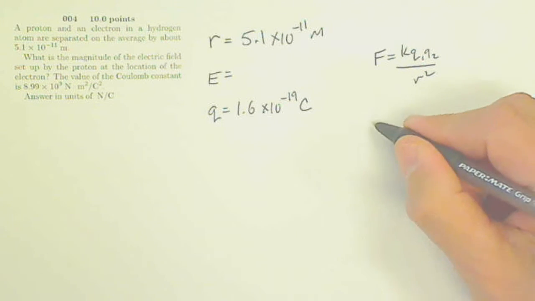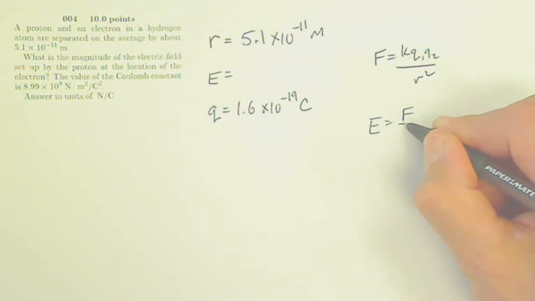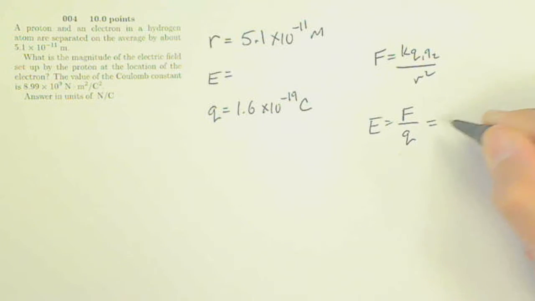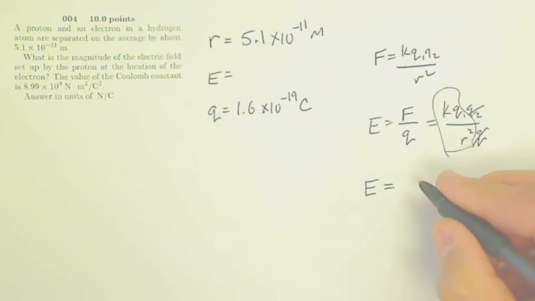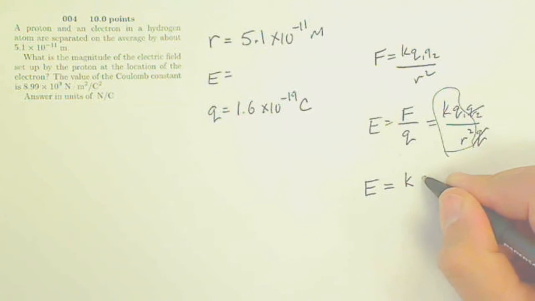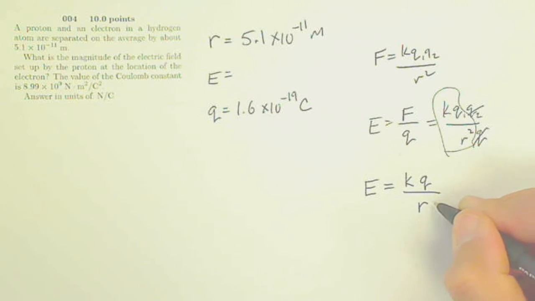So since E equals F over Q, that's the same thing as K Q1 Q2 over r squared divided by Q, and that's going to get rid of that. So that leaves me with KQ over r squared. So I know that my electric field strength is either F over Q, or it's also K times the charge that is there divided by the distance to the point I'm interested in squared.